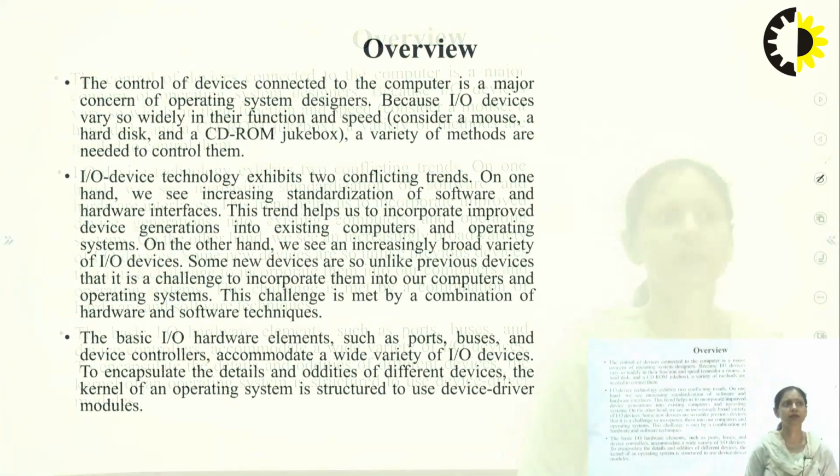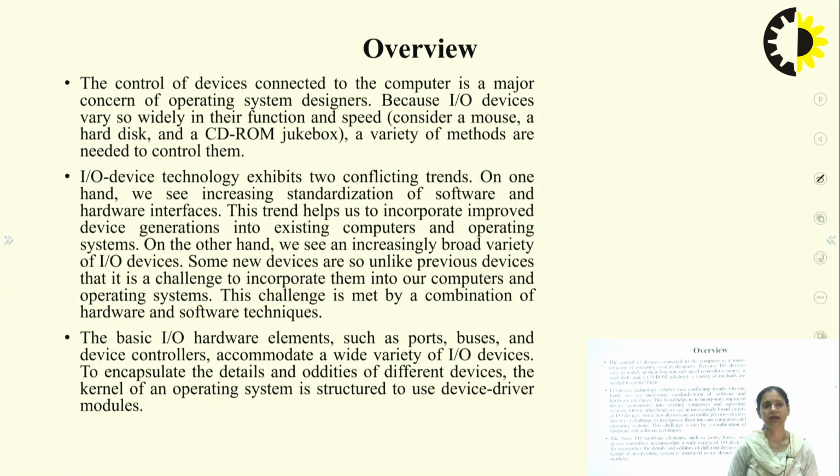So coming to what I/O devices or I/O management is. We know that the control of the devices that are connected to the computer is a major concern of operating system design because I/O devices vary so widely in their functions and speed. So we need a variety of methods to control them.